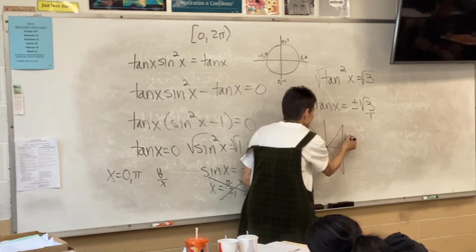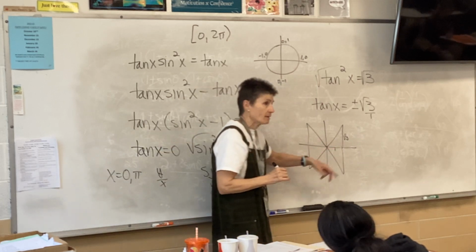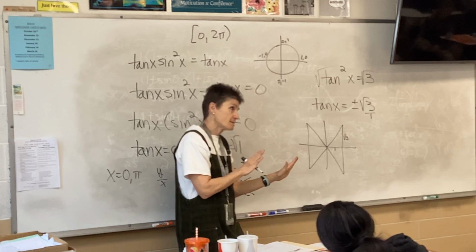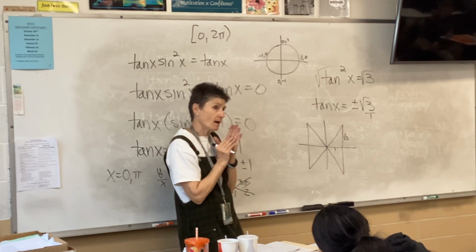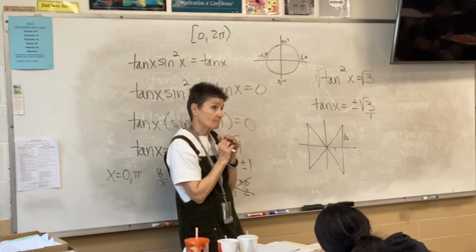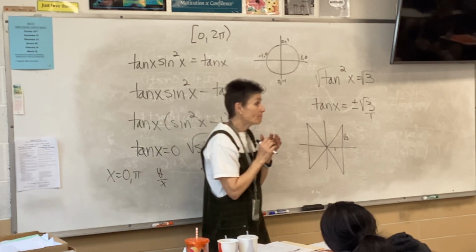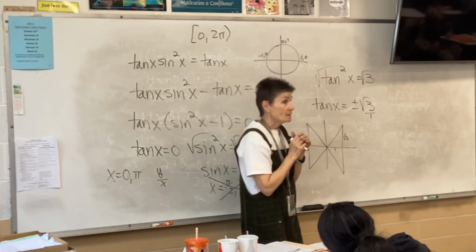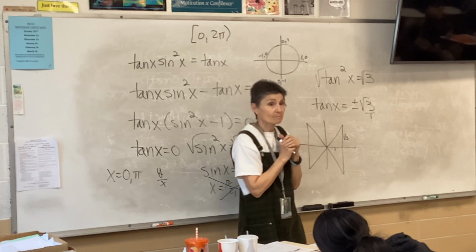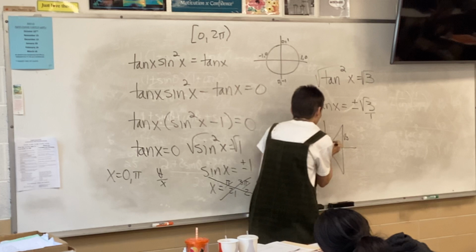If opposite is root 3 and adjacent is 1, then how big is that angle right there? 60, but remember I'm in radians, so I won't say 60, I'll say pi over 3, because remember, pi is 180, and isn't 60 a third of 180? So this is pi over 3. They're all pi over 3.